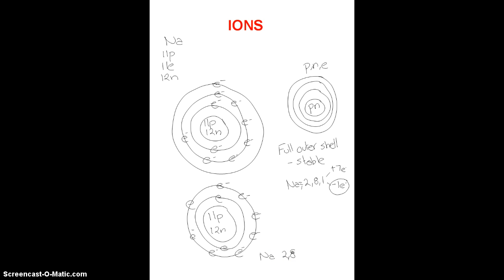Now looking at the charge of this, we know that it now has 11 protons, which are positive, and 12 neutrons, which are neutral, so have no impact on the charge, but it only has 10 electrons. Because it has 11 positives and 10 negatives, its total charge is now plus 1. So we write that as sodium plus. And that is why ions are formed and how we work out the number of charges on them.